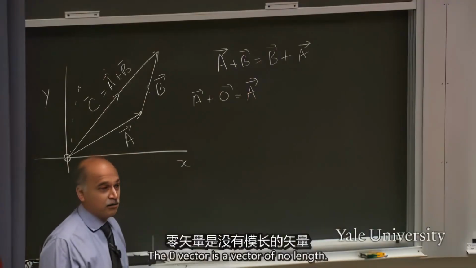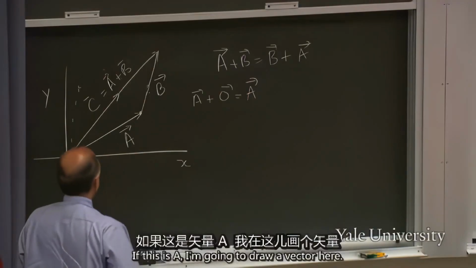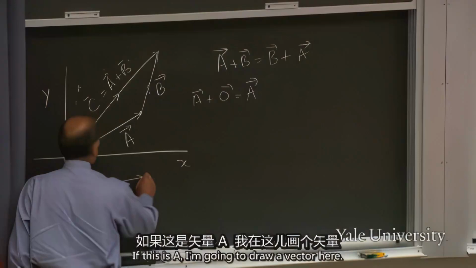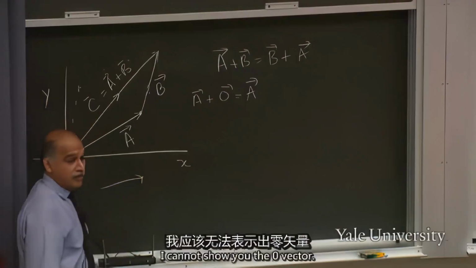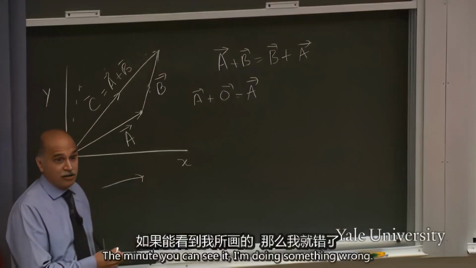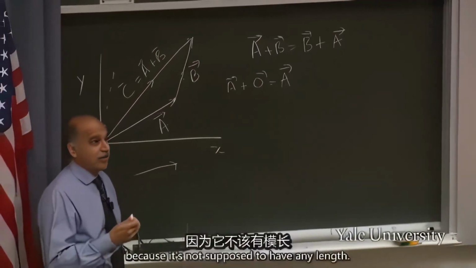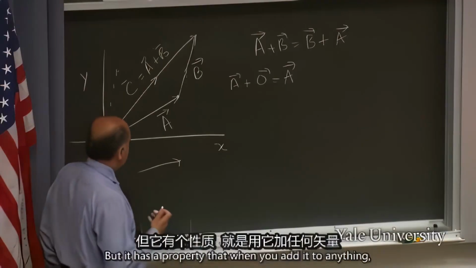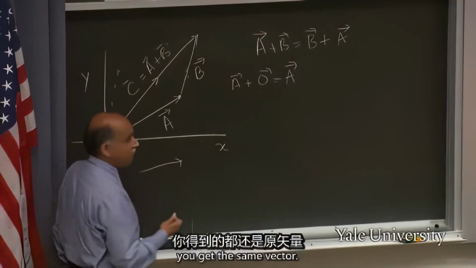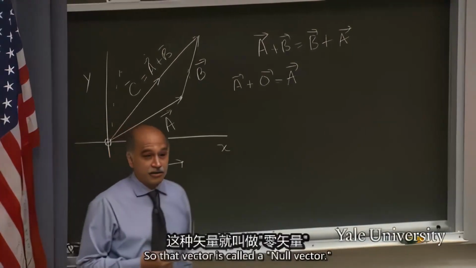The 0 vector is a vector of no length. If this is A, I cannot show you the 0 vector. The minute you can see it, I'm doing something wrong, right? If you can see it, it's wrong because it's not supposed to have any length. But it has a property that when you add it to anything, you get the same vector. So that vector is called the null vector.